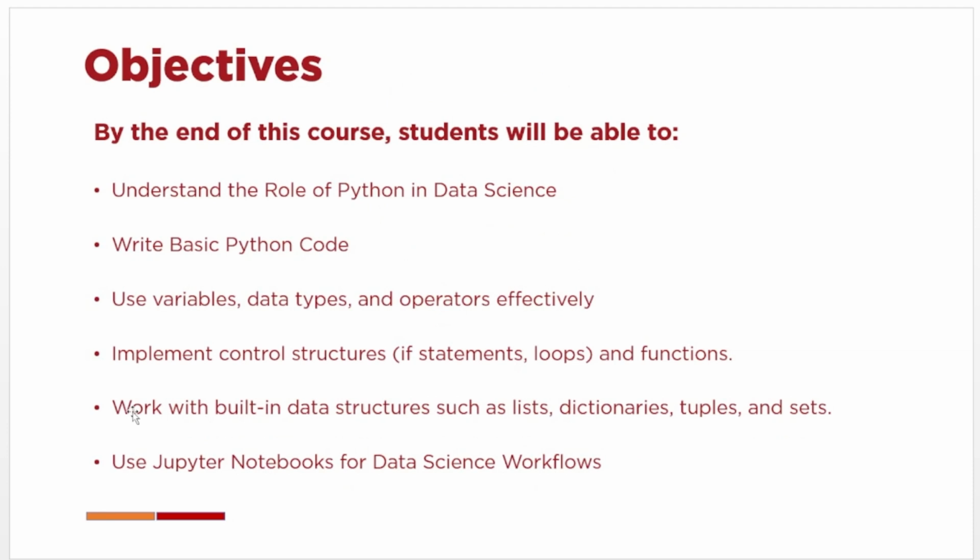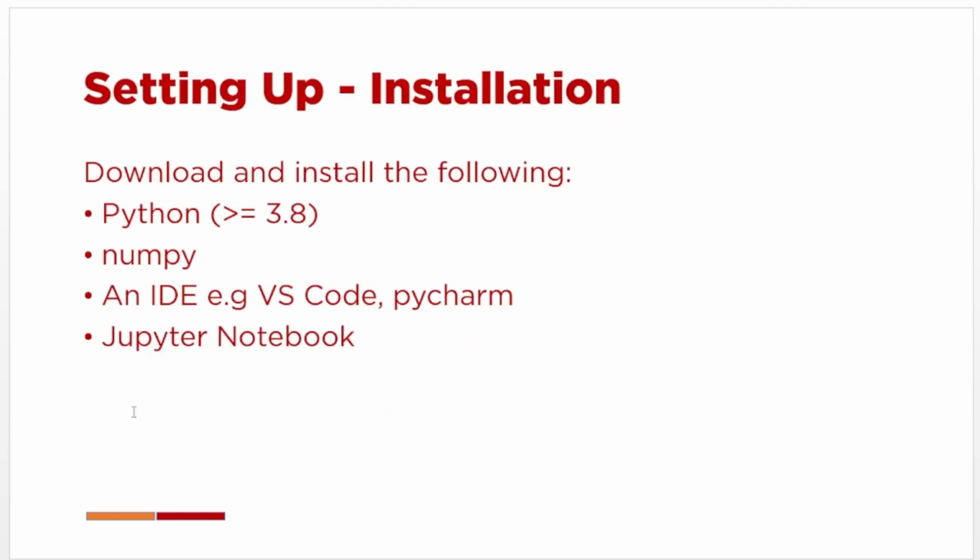So let's look at what you would be gaining at the end of the day. By the end of this course, you'll be able to understand the role of Python in data science and also be able to write basic Python code. You should be able to use variables, data types, and operators effectively. Then you should be able to implement control structures, and we'll look at what control structures are, and also work with the different data types: lists, dictionaries, tuples, and sets. Then also you should be able to find your way around working with Jupyter notebooks for your data science workflows.